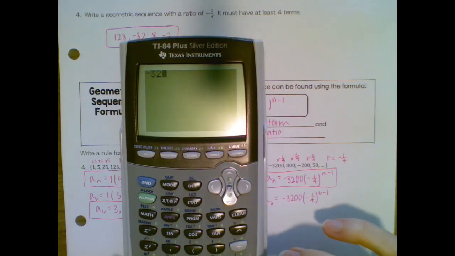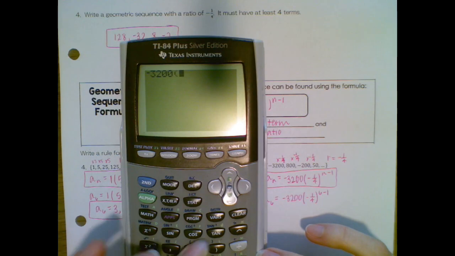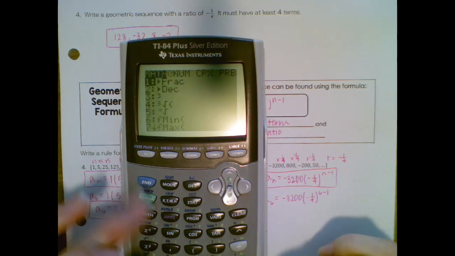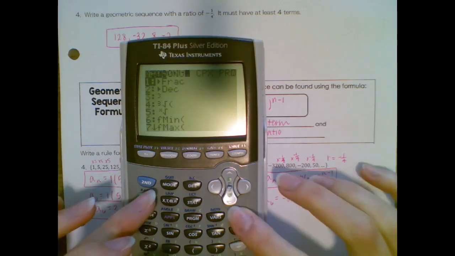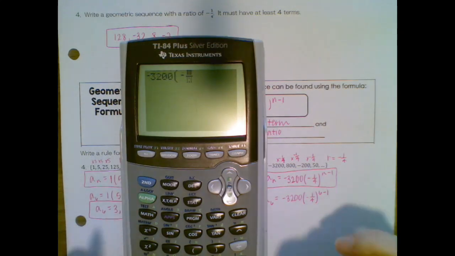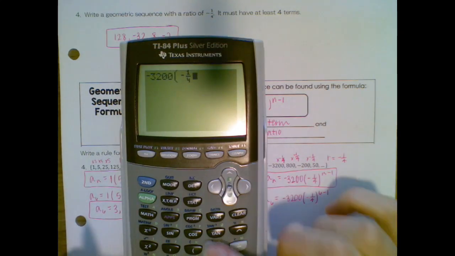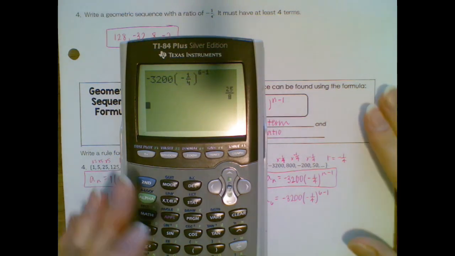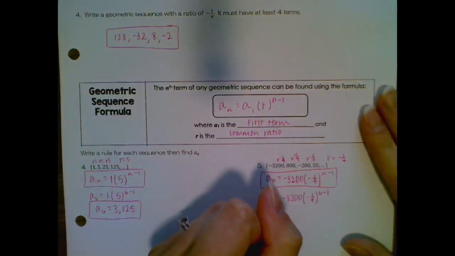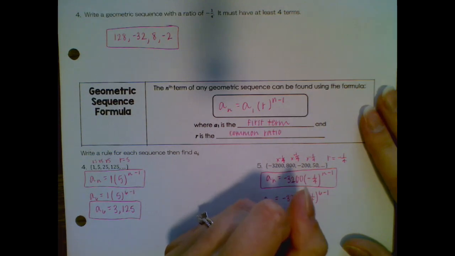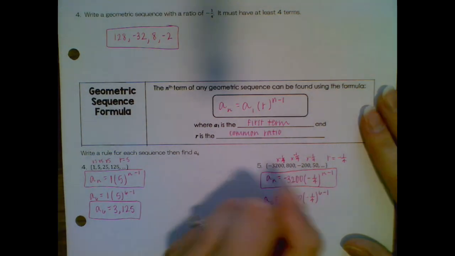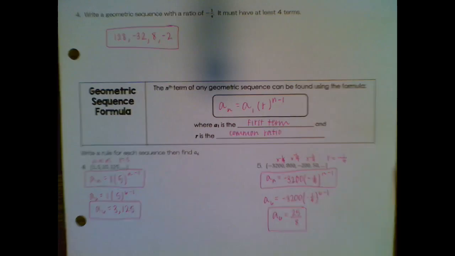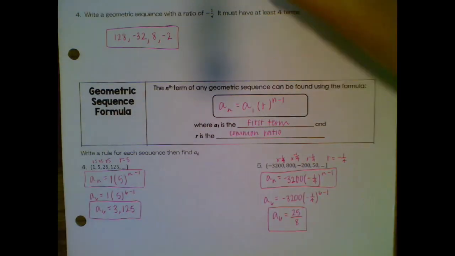Negative 3,200. Make sure you use the negative sign, not the minus sign. Parentheses, and again, we're using the negative sign. I don't know why I hit that button. There we go. Negative 1/4 to the power of 6 minus 1. 25/8. Let your teacher know if you are having trouble just typing this into your calculator, okay?